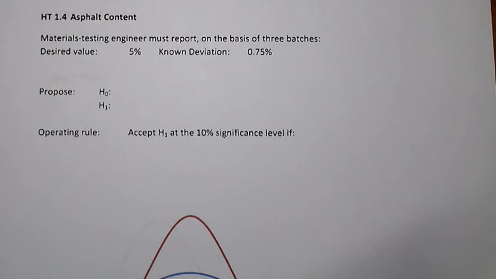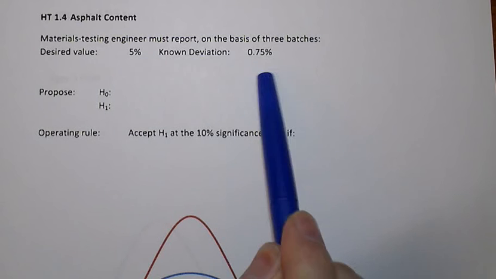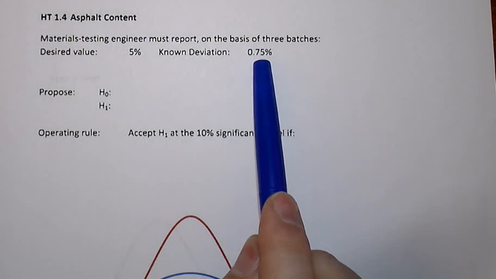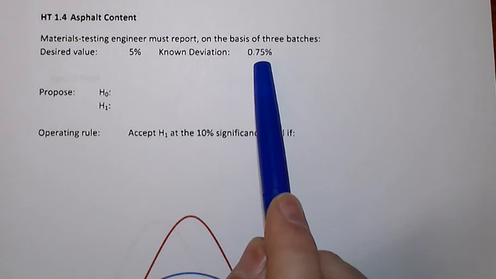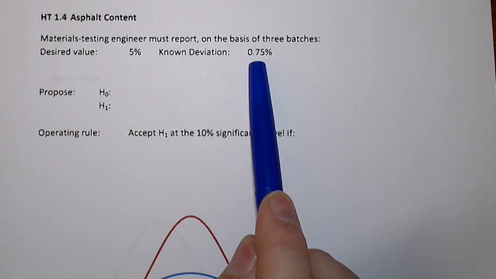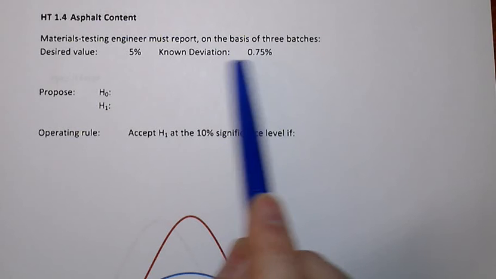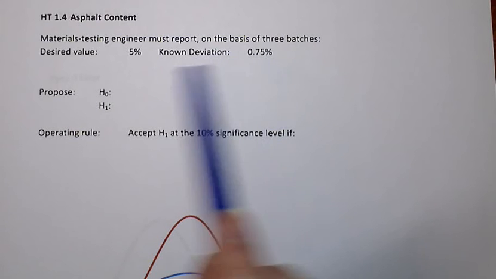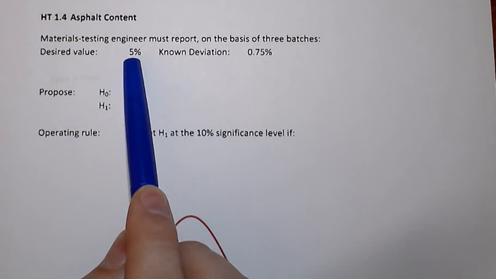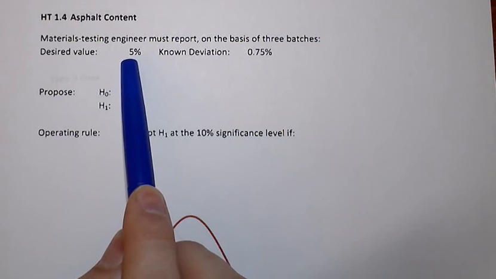Let's look at an example where we have a manufacturing plant of asphalted concrete, and there's a desired value of the asphalt content, which turns out to be 5% in this case. And the engineers know that no matter what the desired value is, the plant variation between different batches has a known deviation of 0.75%, deviation in this case being the standard deviation. So the population variation is known, whereas this is for a particular batch going out, or series of batches going out, this is the desired value.